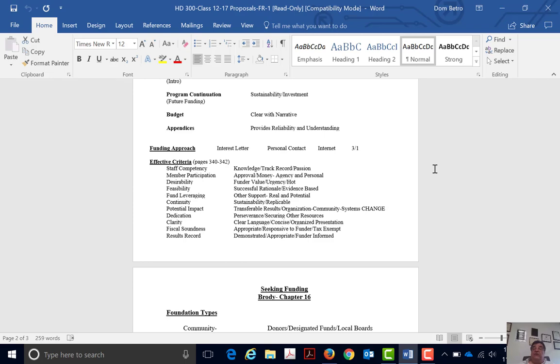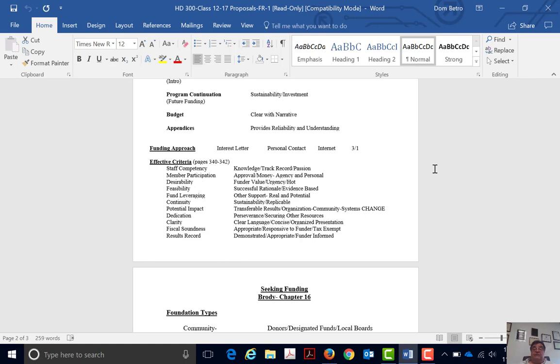Are there other resources that you're good at securing? Can you demonstrate that? Having longtime board members and longtime staff can oftentimes be used to leverage that component.